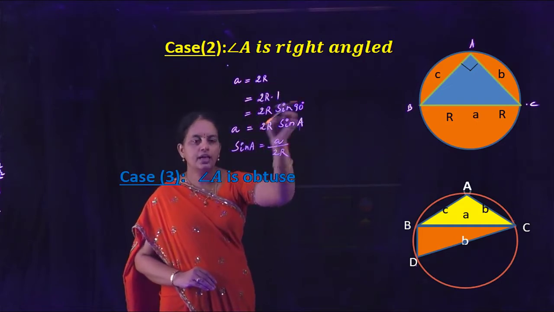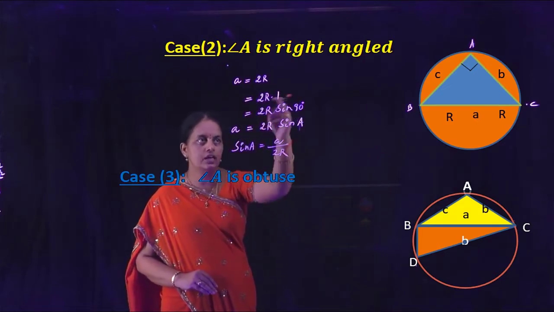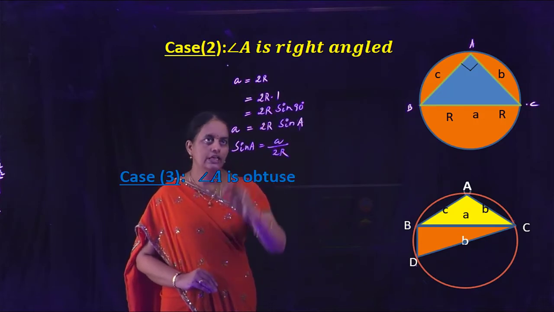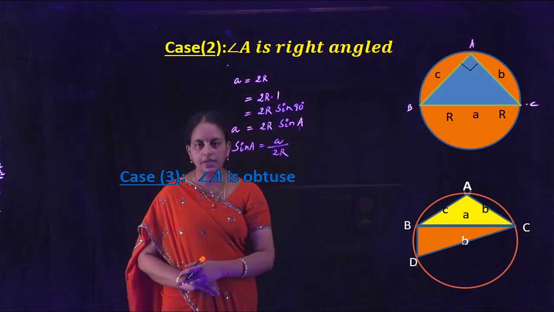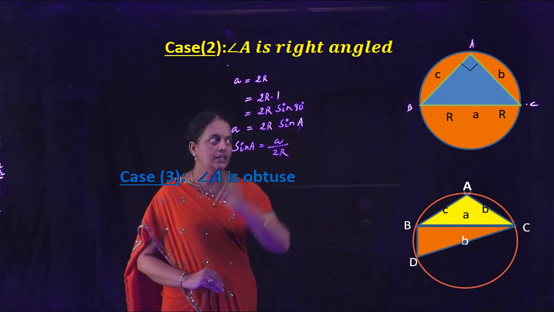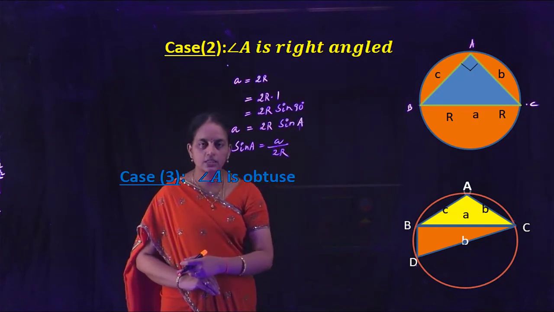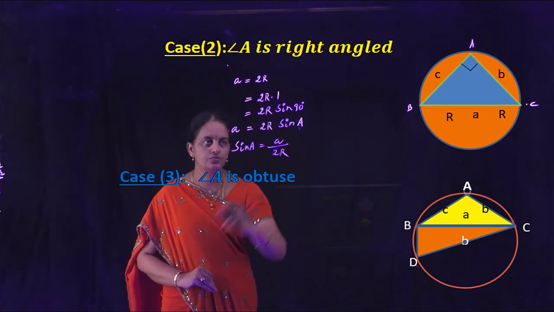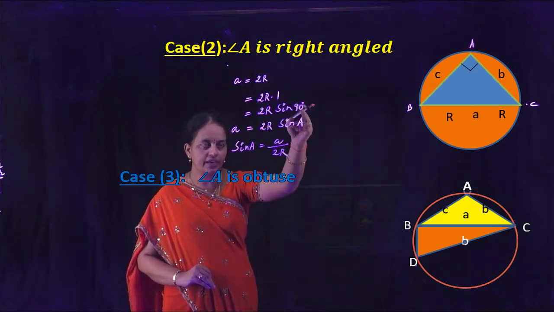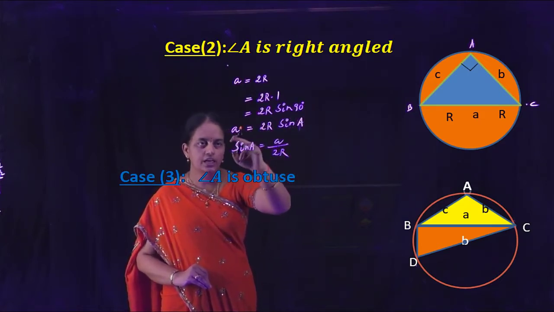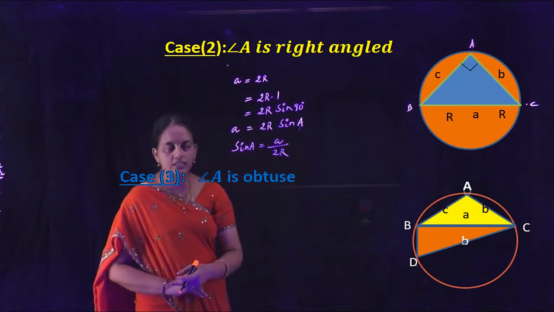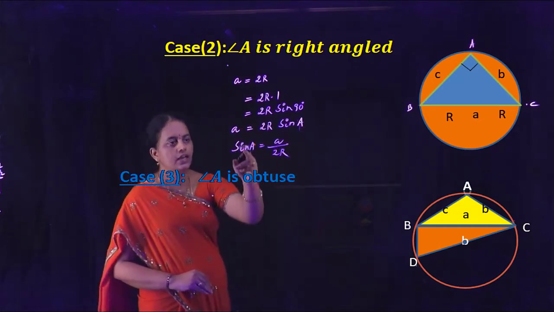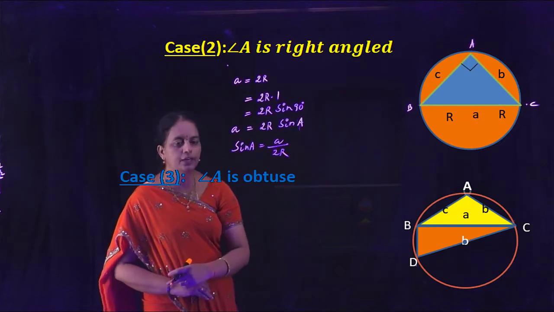2R can be written as 2R into 1. We know that 1 is equal to sin 90. Hence a is equal to 2R into sin 90. From the figure, angle A is a right angle. That means angle A is equal to 90 degrees. Hence we can substitute A in place of 90 degrees. Therefore, a is equal to 2R sin A. From this we can write sin A is equal to a by 2R.